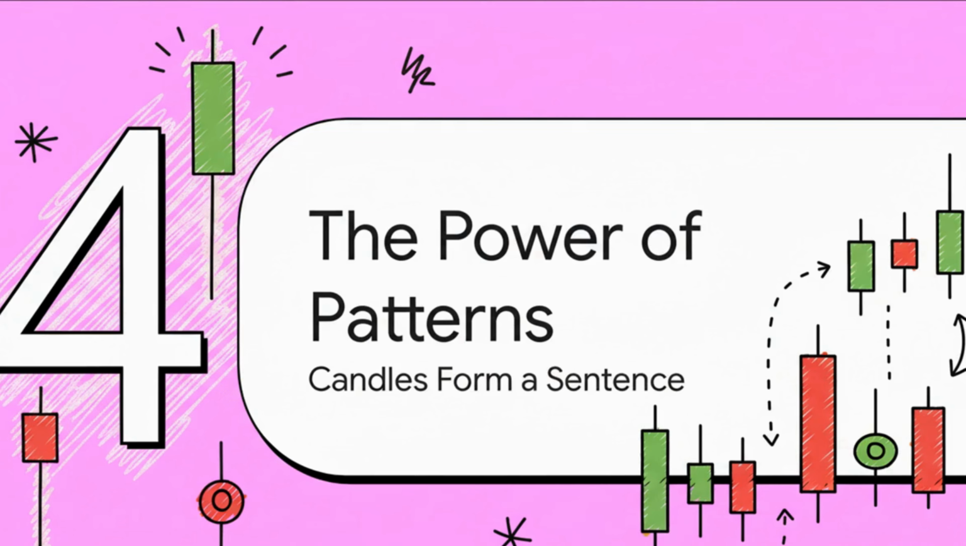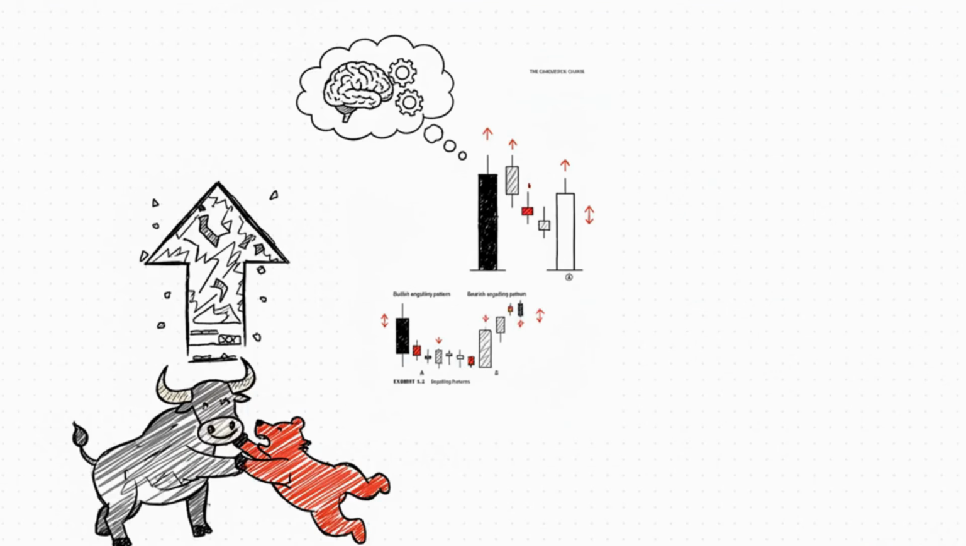So, part 4, the power of patterns. If a single candle, like a hammer or a doji, is a powerful word, what happens when you string a few of them together? Well, you get a full sentence, a more complex and often more reliable story about what might happen next. Let's look at a classic 2-candle pattern called the bullish engulfing pattern. And yeah, it is just as powerful as it sounds.